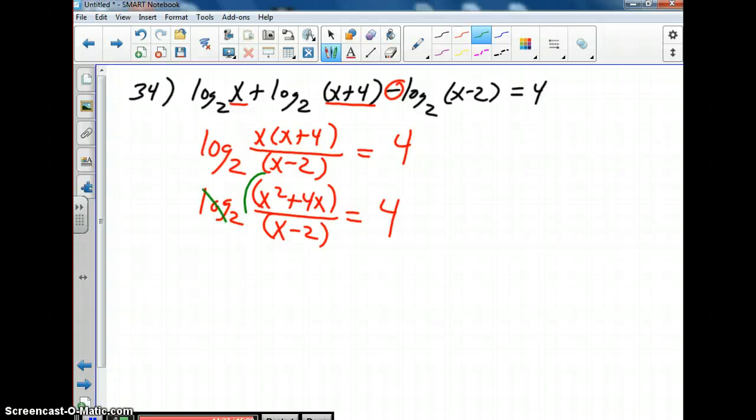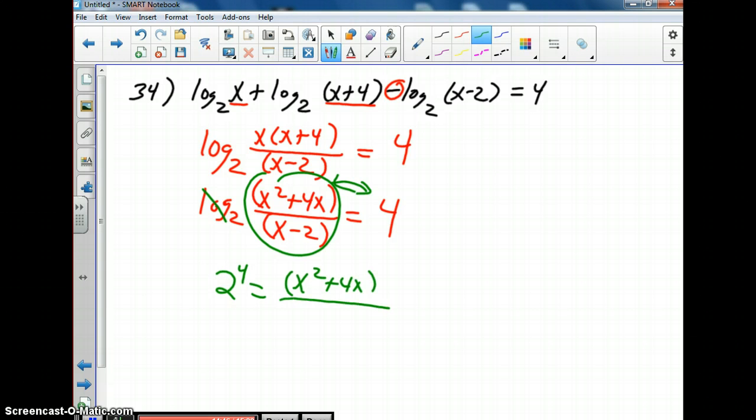So drop the log, make the switch with these two. You get 2 to the 4th power equals (x squared plus 4x) over (x minus 2). Then what else is there?